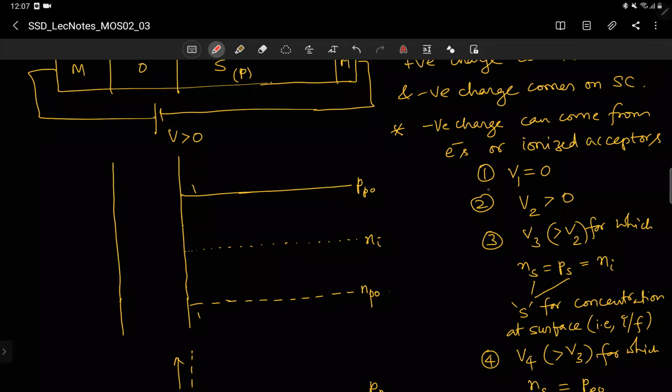Okay, so V equal to 0. I'm going to draw multiple profiles in front of you, so that's the reason I left things blank here. So the solid line indicates Pp0, which is hole concentration for voltage equal to 0, and the corresponding electron concentration is constant, which is at Np0. So there is no charge for V equal to 0.